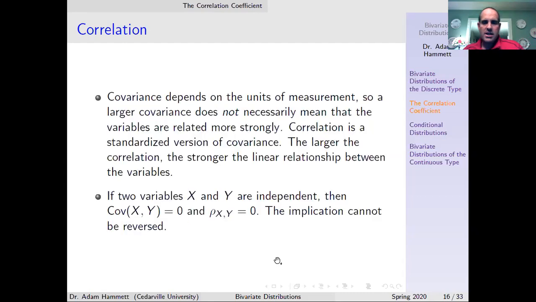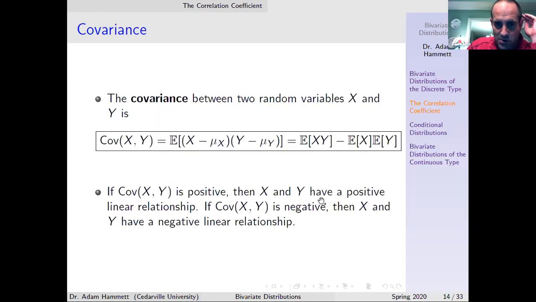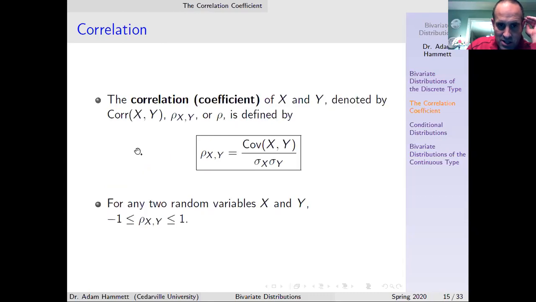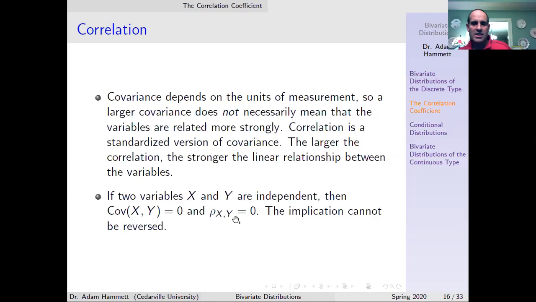Okay. Of course, if x and y are independent, then you know the expected value of xy is equal to the product of the expected values of x and y. And therefore, back here in this formula right here, this would be 0. And so the covariance would be 0. Therefore, the correlation would be 0. Okay. But on the other hand, just because the covariance is 0, and hence the correlation coefficient is 0, that does not guarantee independence of x and y.